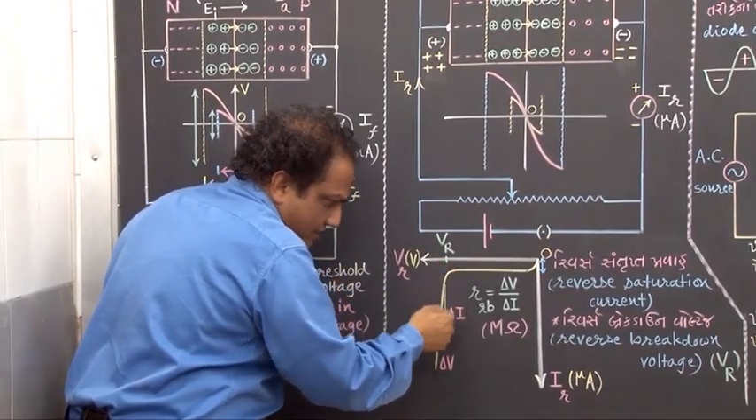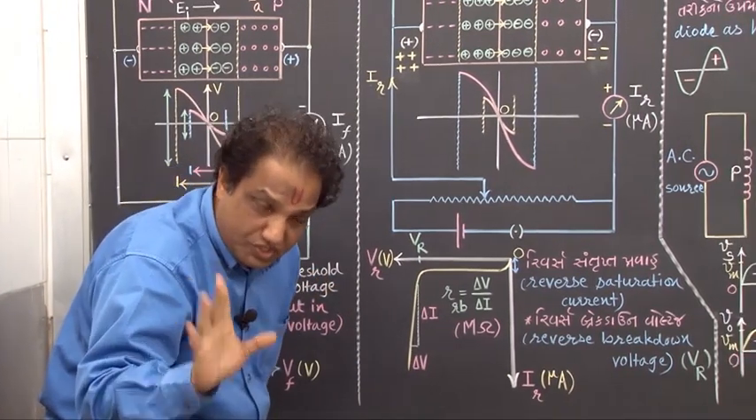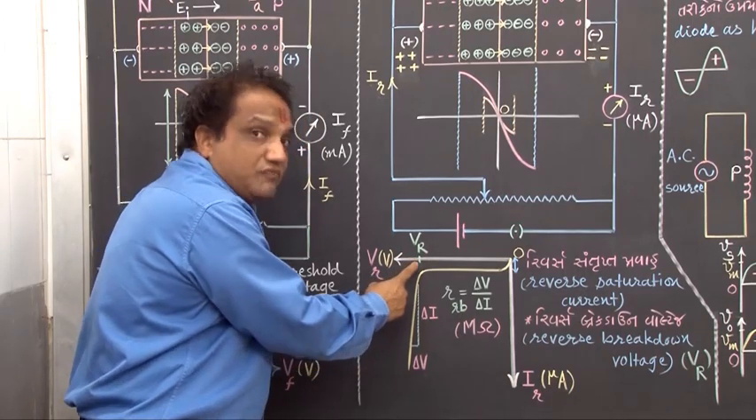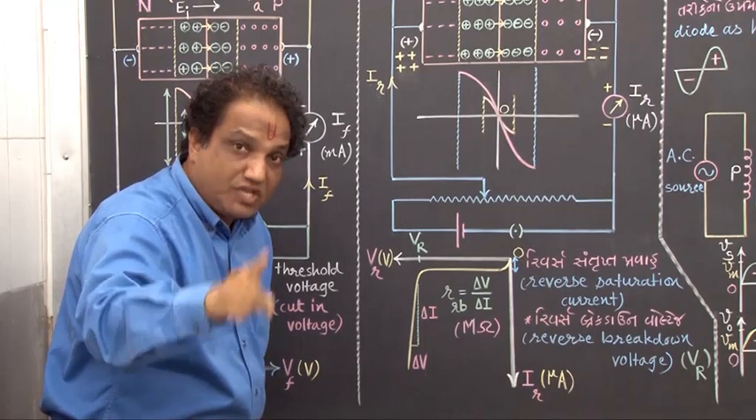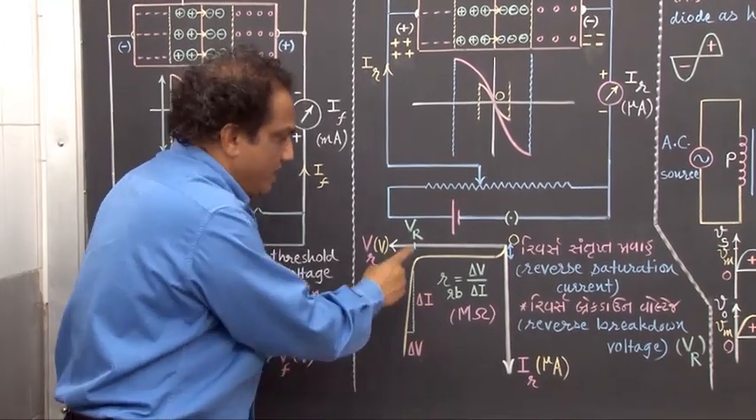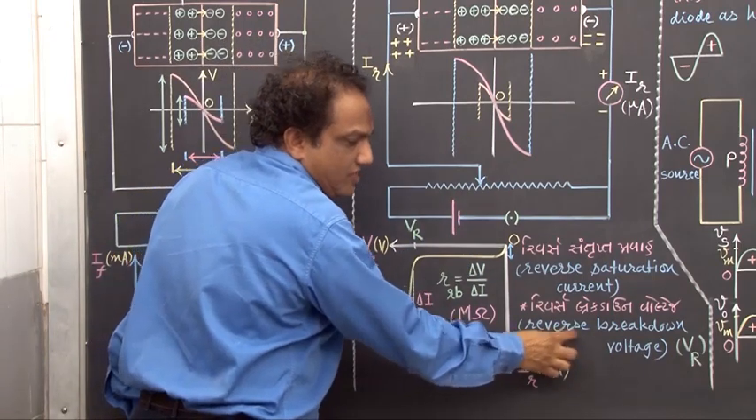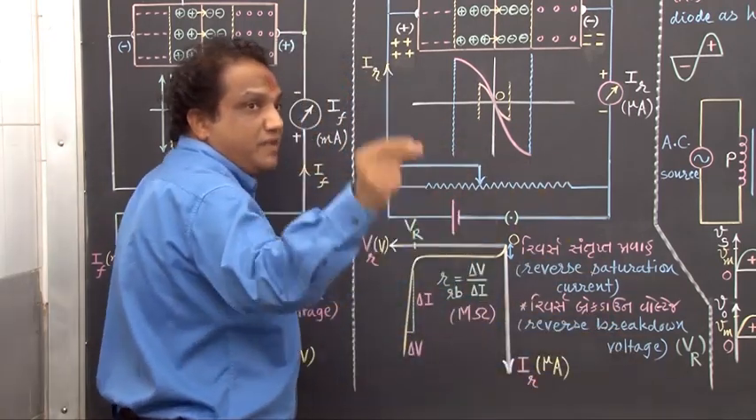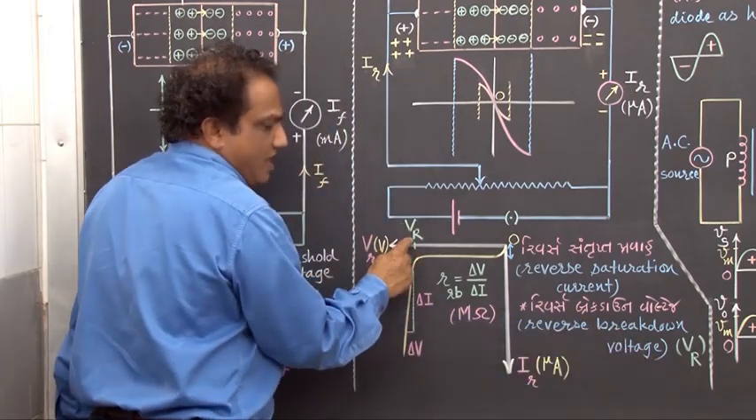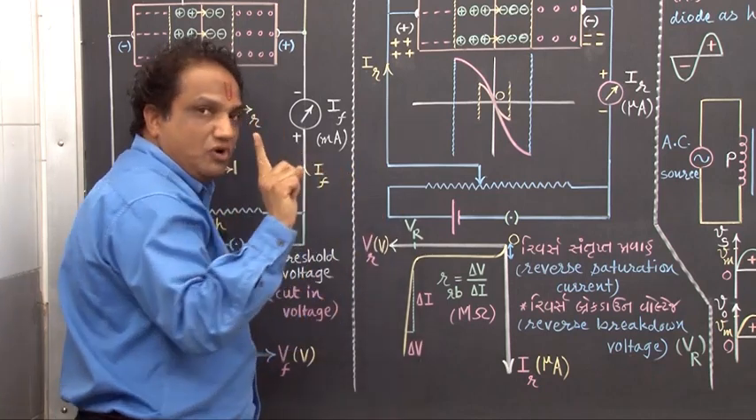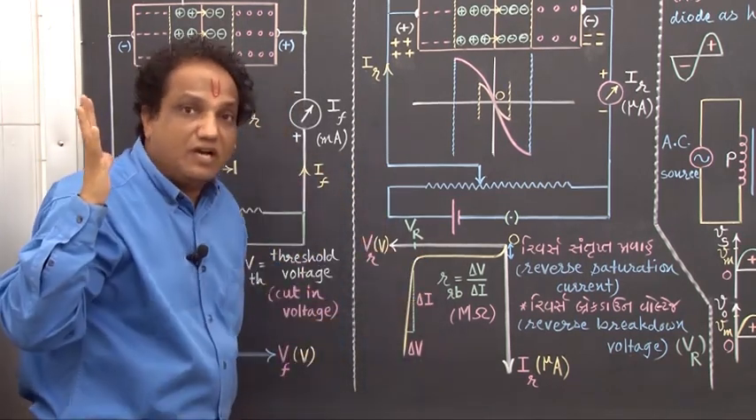Now there is a sudden rise in the current because of breaking of majority of covalent bonds. That minimum reverse voltage at which breaking of majority of covalent bonds occurs is known as breakdown voltage. It is called reverse breakdown voltage, shown by symbol VR. Fine. And then after, we get a sudden rise in the current.